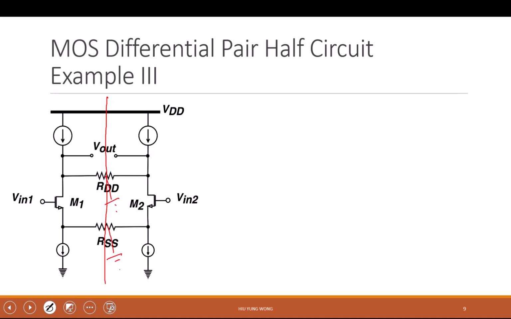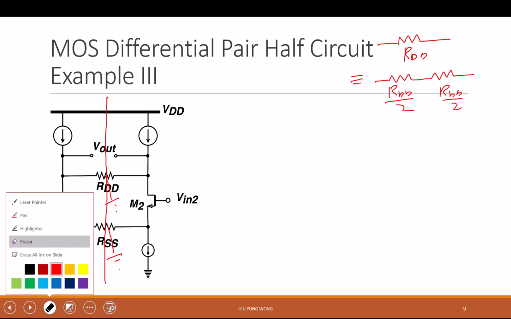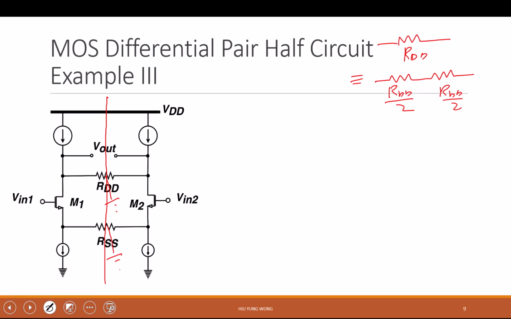Okay? So you have RDD, which is just equals to, right? Although this is trivial, you need to be very clear, otherwise you may make mistakes. No, I should not put the ground now, otherwise you thought that they're the same. The top and bottom are the same. So when I cut it from here, it's the same as cutting from here.